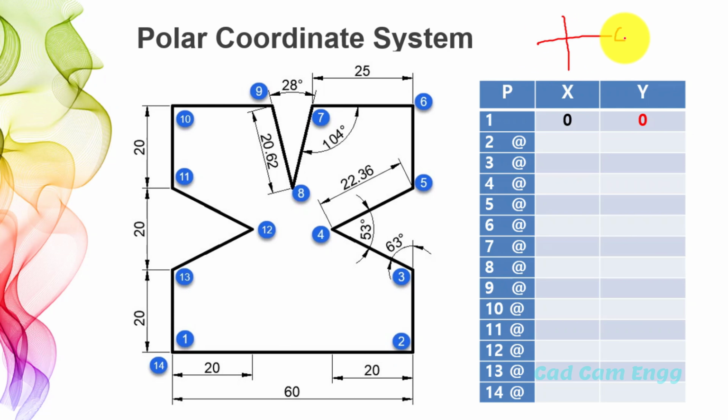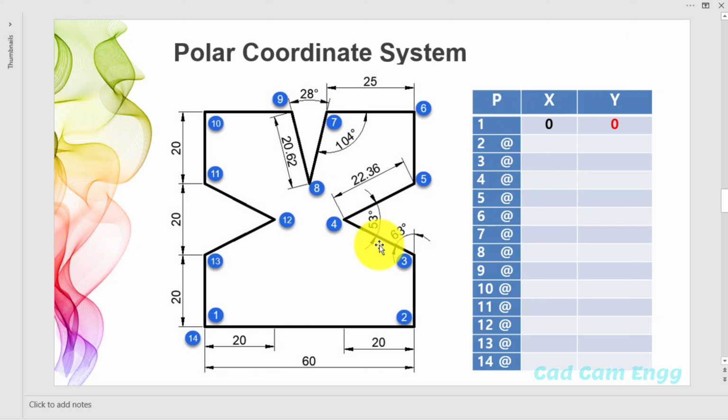That angle value starts from 0 degree, this is 90 degree, here 180 and 270. So this is our angle. Using these angles we are going to create the same points that we did in the relative coordinate system. As in the last video, the first point I am taking as 0, 0. If you want some other point, you can choose it.